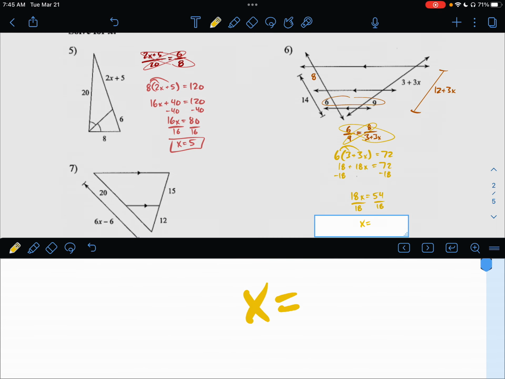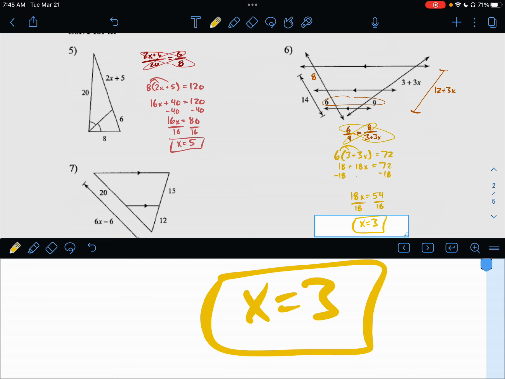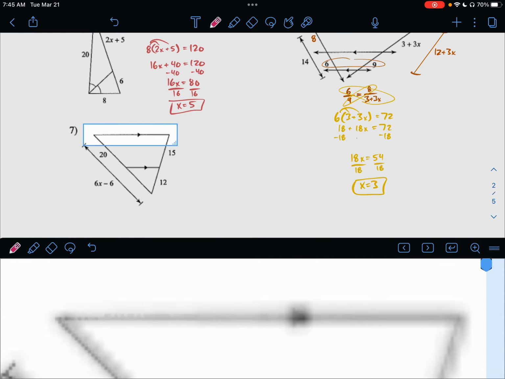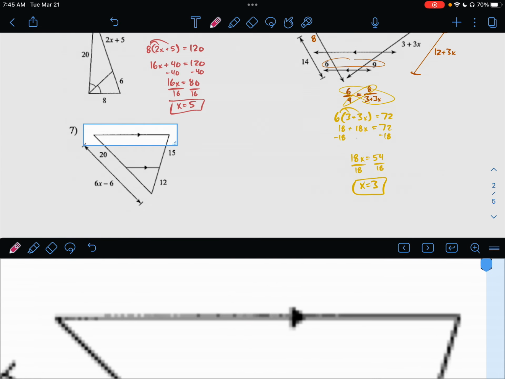And I get x equals 3. And that's our answer there. Okay. And on number 7, again, just pay attention to what the entire side length is, what's across from what.